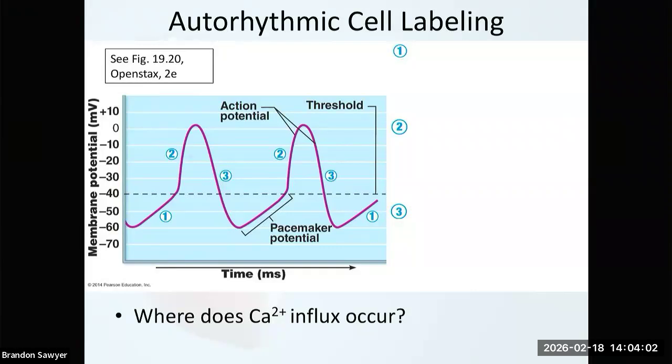All right. So about 60% of you are saying 2, 20% of you saying either 1 or 3. So a little bit spread out there, but let's walk through this. So these are the action potentials of these autorhythmic cells or these pacemaker cells. We'd find the SA node, the AV node.